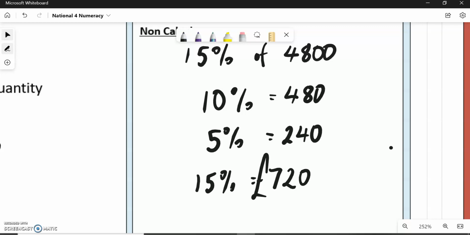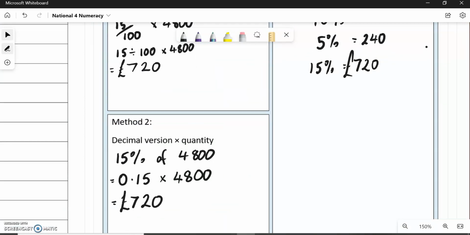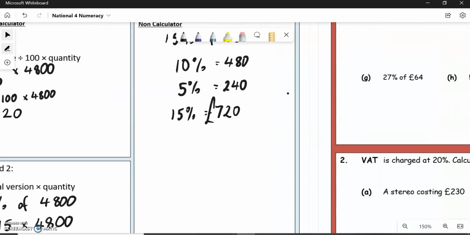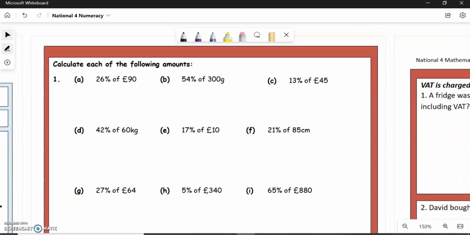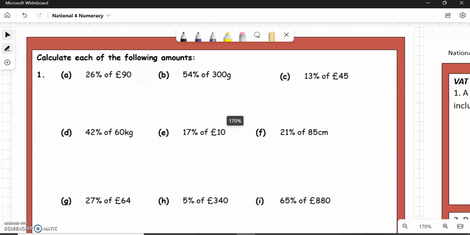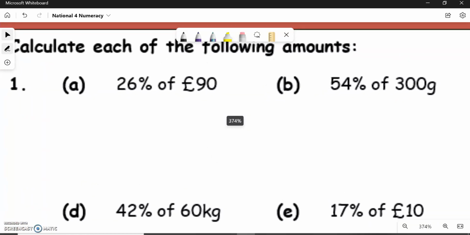For the remainder of this video, we're going to be looking at calculator percentages, and I'm going to be using method 2 by changing it to a decimal. Okay, over the page, there are 9 examples here. I'm going to do the first 2, then I'm going to ask you to pause the video. Remember to copy this at the same time. Calculate each of the following amounts. So number 1, we're going to calculate 26% of 90.